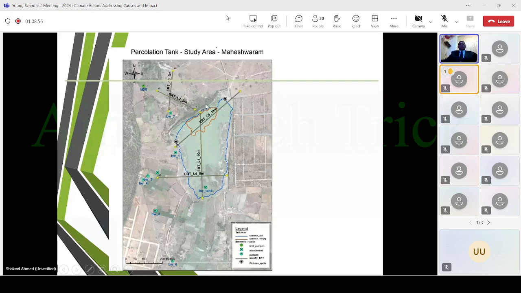So normally what happens, this is upstream, this is downstream. If the rain falls, naturally, the water will come and stay here. So obviously this water will evaporate as well as percolate.